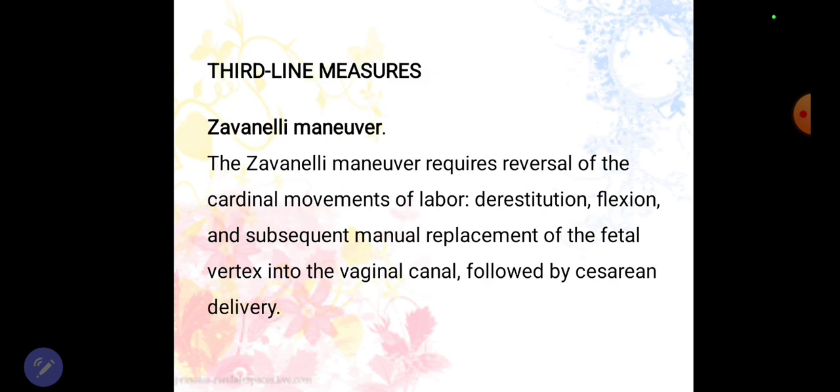Third line measures. First, the Zavanelli maneuver. The Zavanelli requires reversal of the cardinal movements of labor: restitution, flexion and subsequent manual replacement of the fetal vertex into the vaginal canal, followed by cesarean section. The Zavanelli is followed by cesarean delivery after reversal of the cardinal movements.